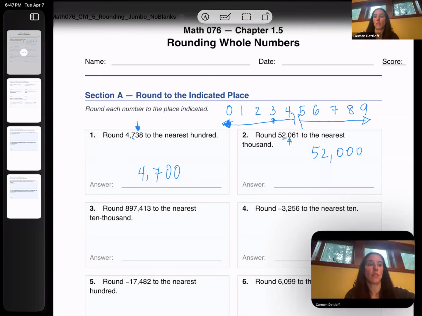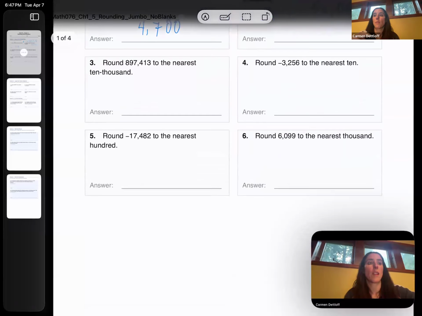So I'm going to leave some of these to work on your own, but I'm going to leave number 3 for you to try on your own. Number 4, round negative 3,256 to the nearest 10.